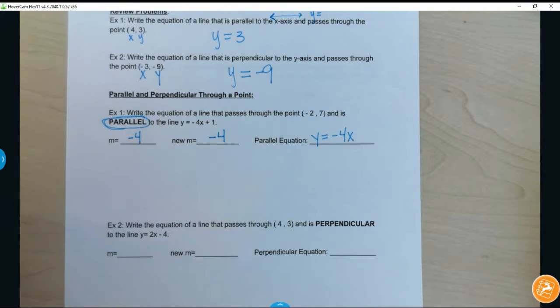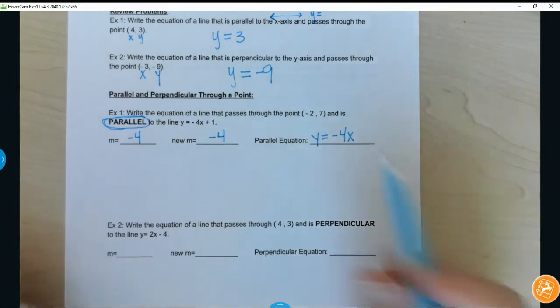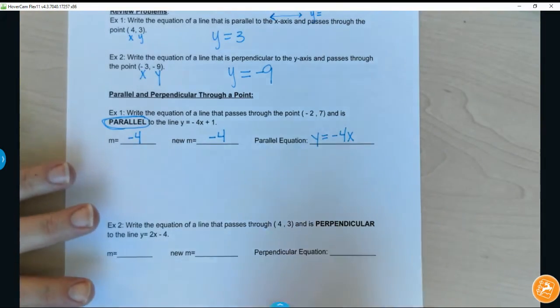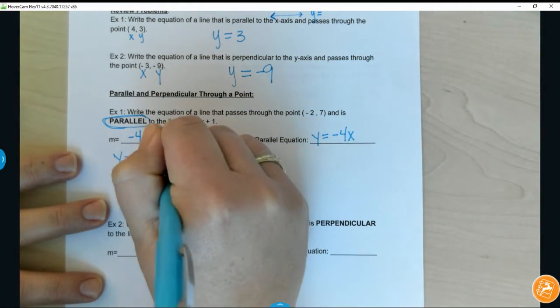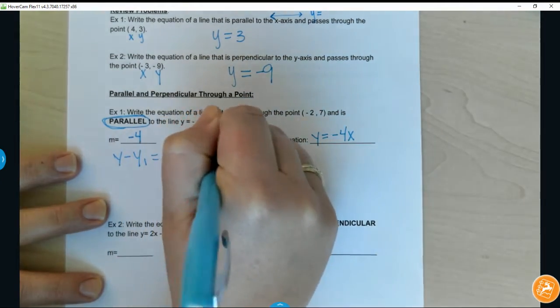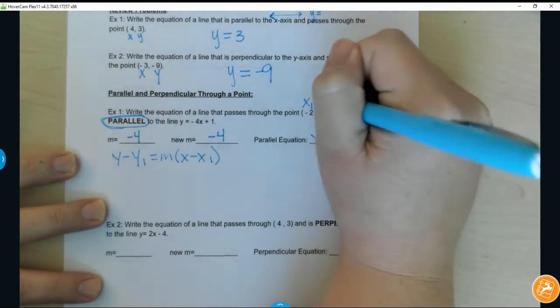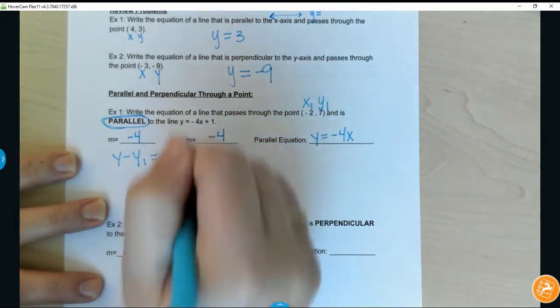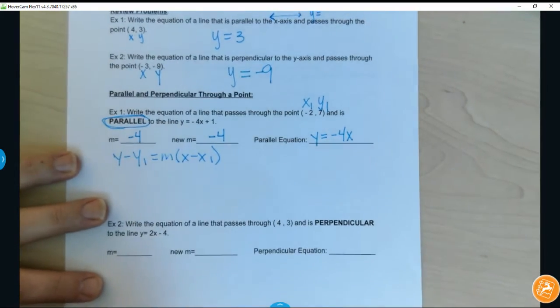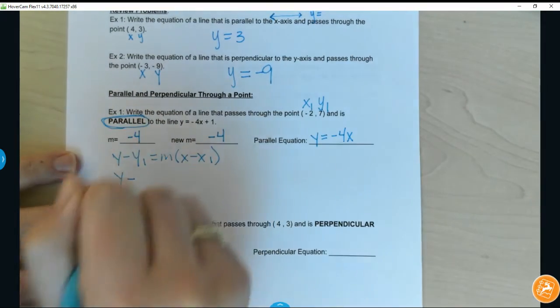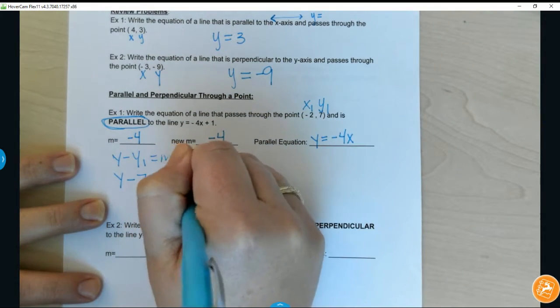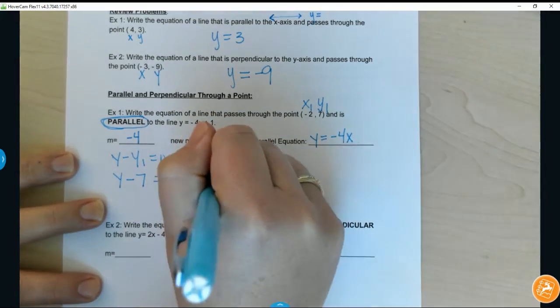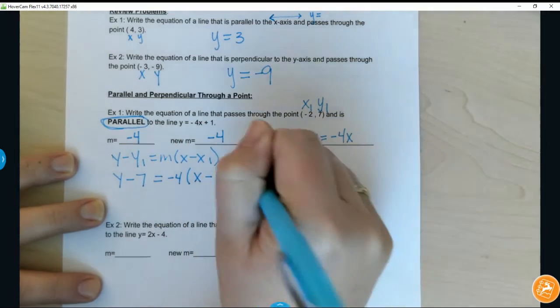A couple different ways you could do this. We can use the point slope form. We can use the slope intercept form. Let's go ahead. We have a point and we have the slope. Let's use point slope form. So we're going to be looking at the equation y minus y1 equals m times x minus x1. This is going to be the x1. This is going to be the y1. And then obviously our slope is the -4. I'll substitute in y minus 7 equals, my slope is -4 times x minus a -2.